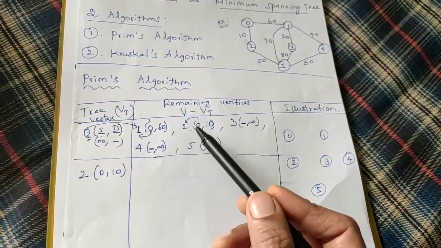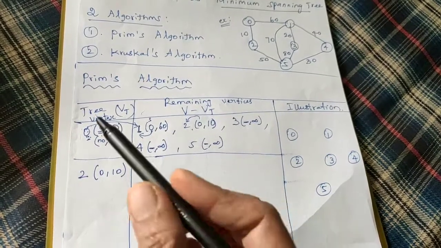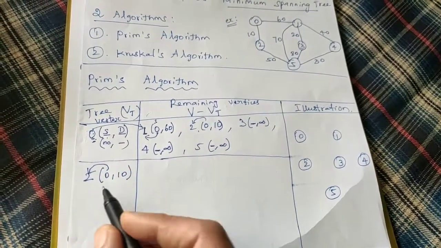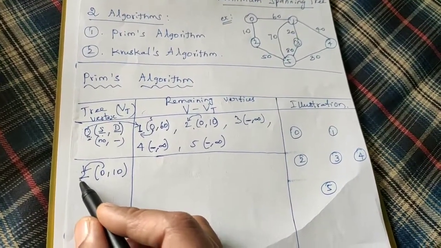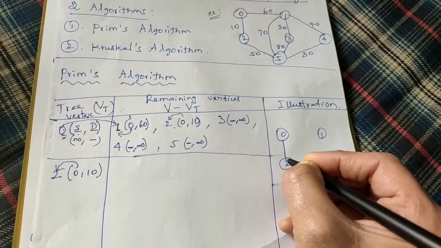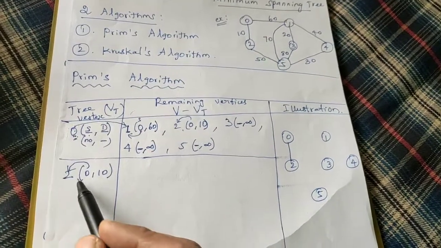Once you bring any vertex to the tree vertex, you need to include the edge into your spanning tree. So what is the edge I have processed now? 0 to 2 is the edge I have processed. So I am going to include one edge in the illustration column, 0 to 2.